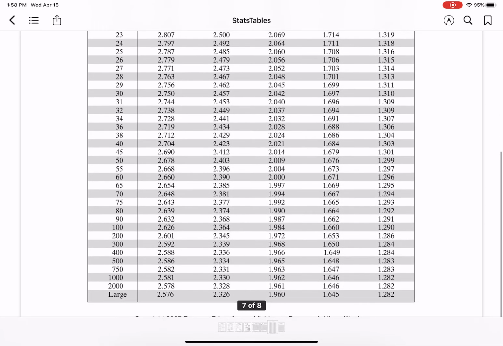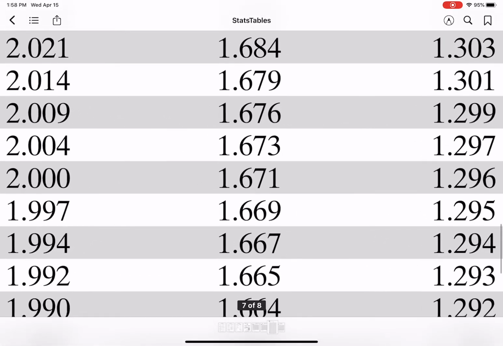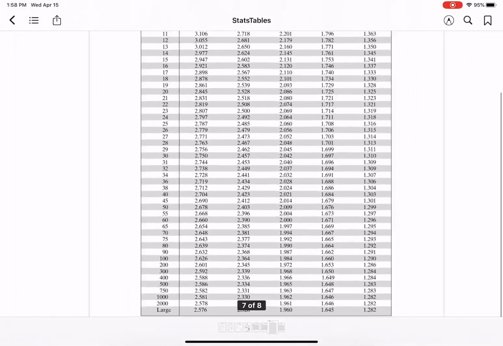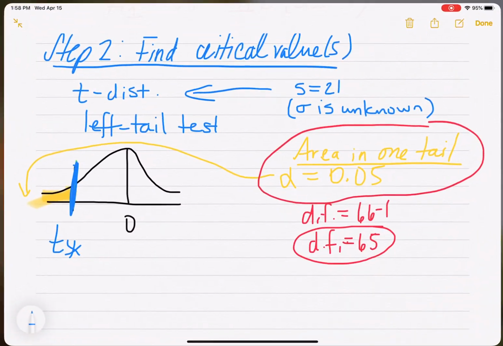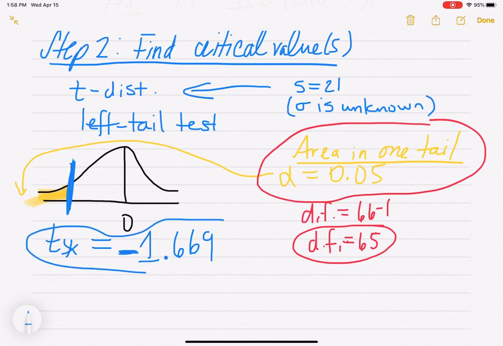So here we go. You get 1.669. And that's what this is. Wait a second, how can it be 1.669? It has to be negative. So we have to make sure to change the sign to make it negative 1.669.